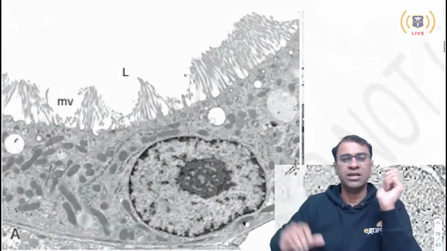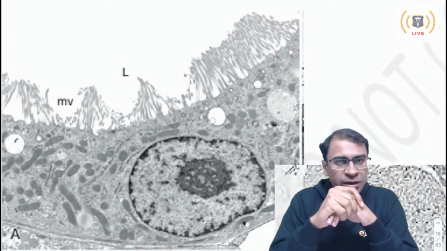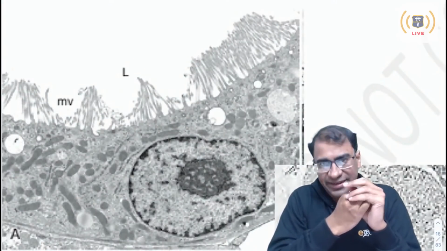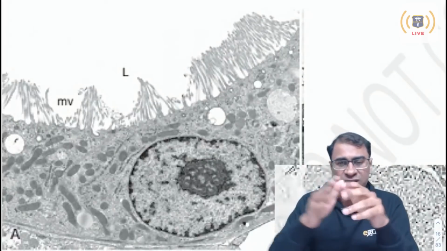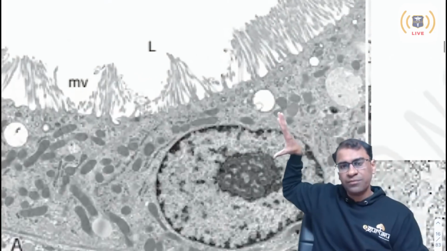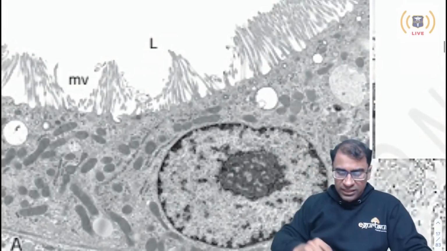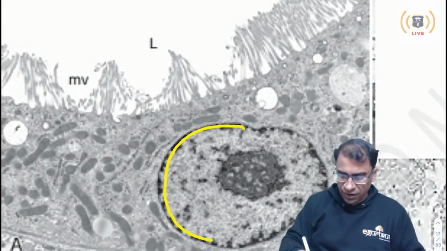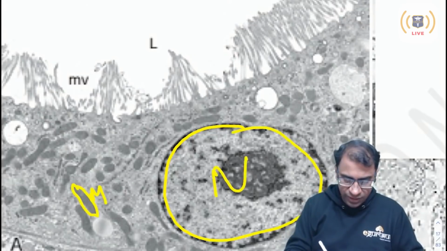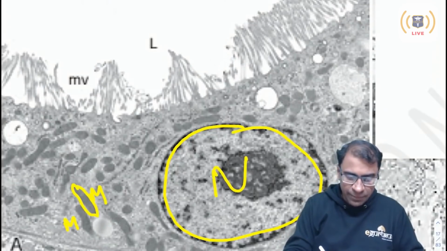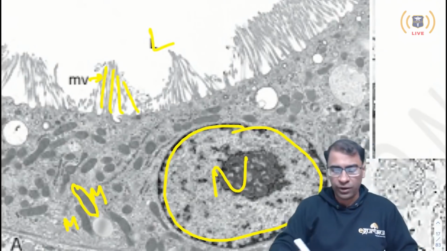Now see the electron microscopy changes. This is an EM image of the proximal tubule of a rat undergoing reversible injury. This is a normal image. This is a tubule cell. In the tubule, this big one is a nucleus. These small ones are the mitochondria. These are the microvilli, and this L is the lumen.